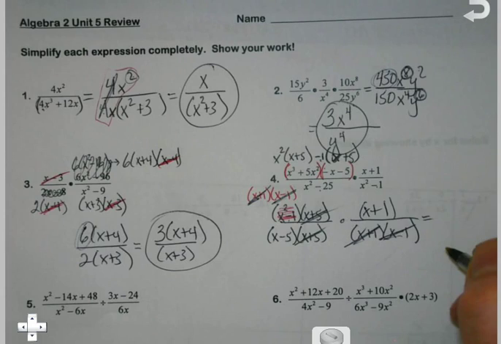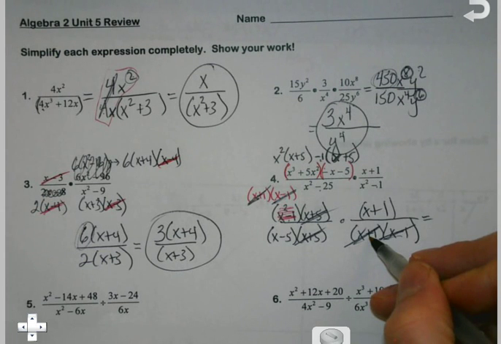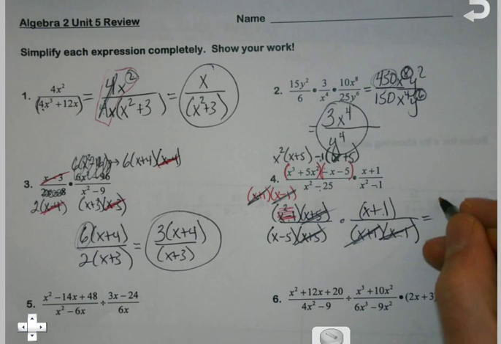And it's one for one canceling. So like this single x plus 1 cannot get both of those, only one of them.